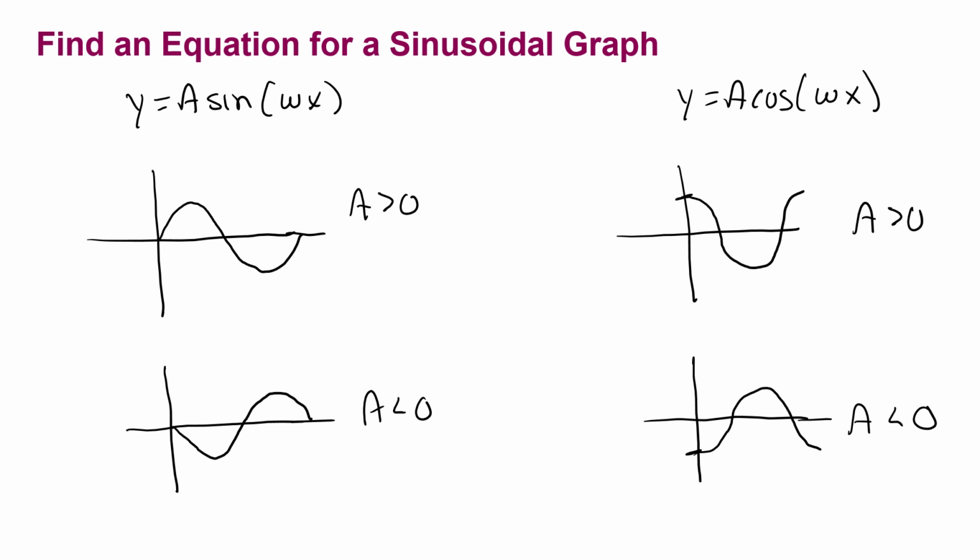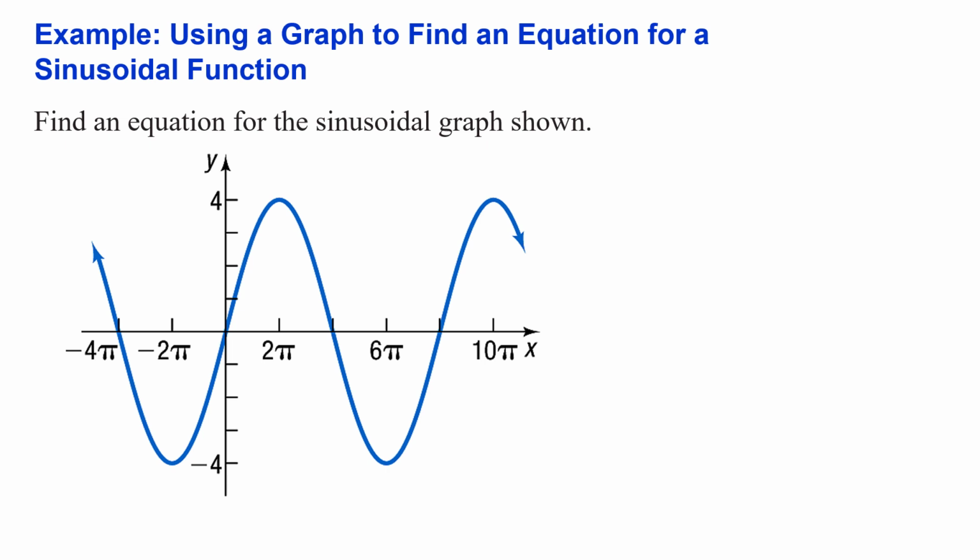So let's consider an example of using a graph to find an equation for a sinusoidal function. In this problem, we're asked to find an equation for the sinusoidal graph shown. The graph given has a domain of negative infinity to infinity and a range of negative 4 to 4 inclusive. We're shown the graph in the window of negative 4 pi to 10 pi on the x-axis and negative 4 to 4 on the y-axis.